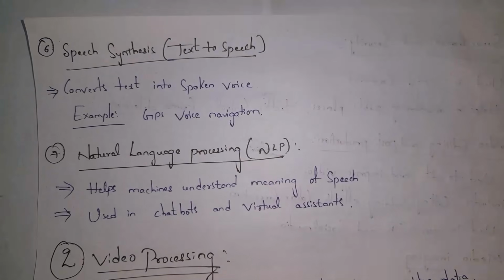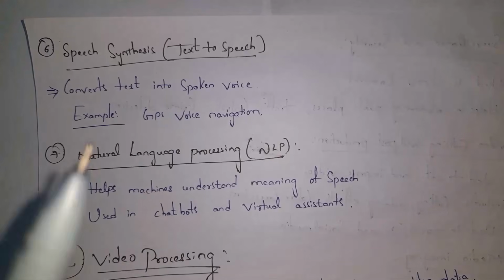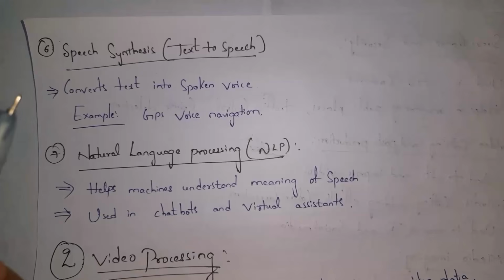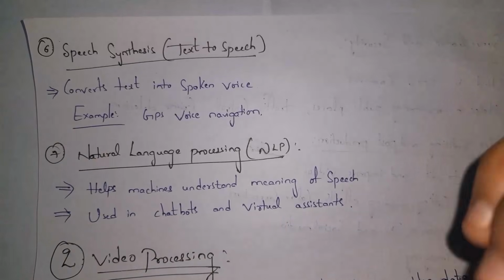And next one is text-to-speech conversion. Guys, by using speech processing, we can convert text into spoken language. Example is GPS voice navigation. Yes, for example, in Google Maps, we can turn on voice in order to check directions.